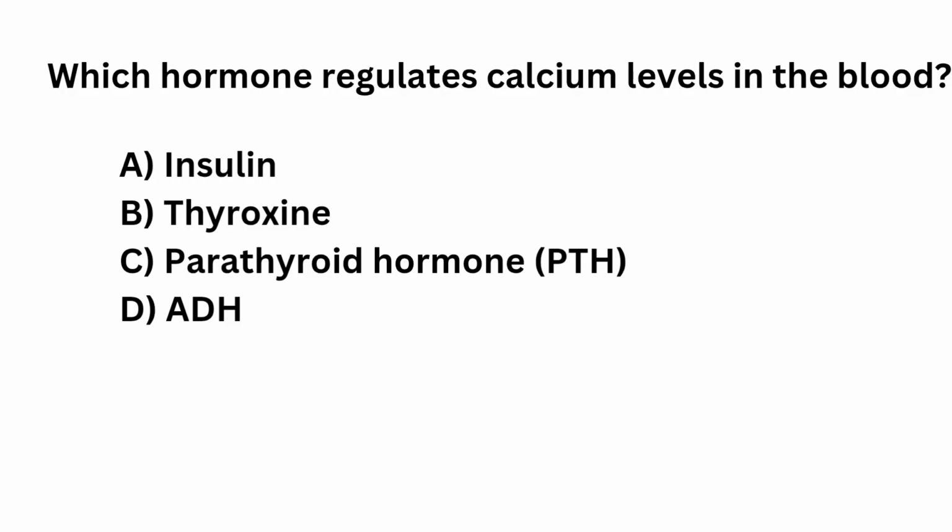Question number 5. Which hormone regulates calcium level in the blood? Answer is C. Parathyroid hormone increases serum calcium by acting on bones, kidneys and intestine.